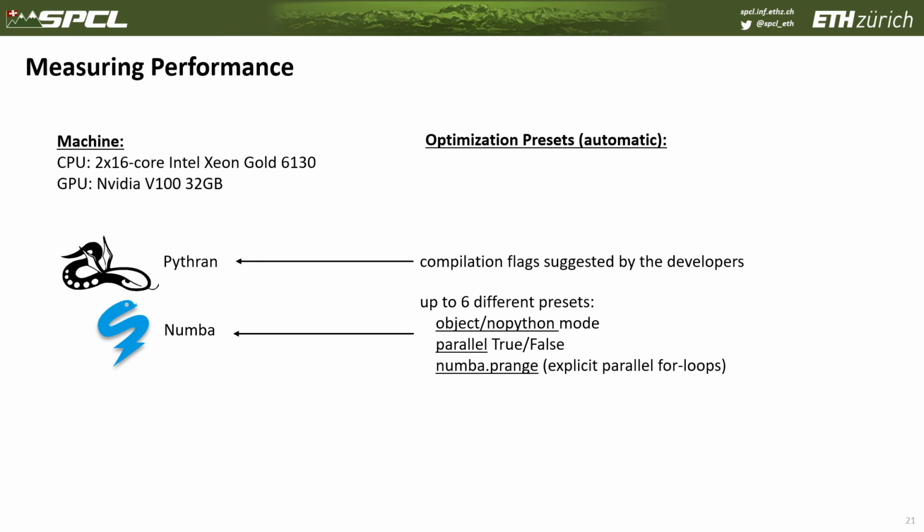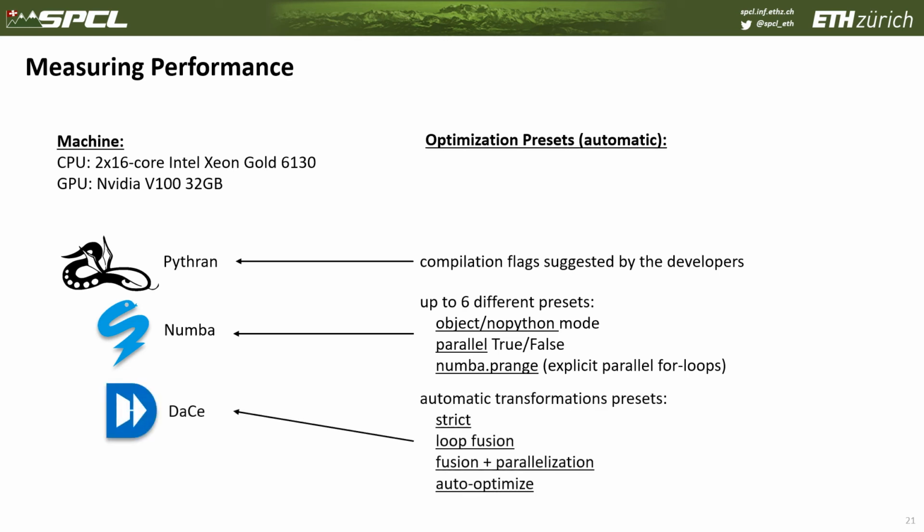So, for example, we tested with object and no Python mode, we enabled or disabled automatic parallelization, and finally, we created versions of the benchmarks where we annotated explicitly parallel for loops. For DaCe, we also created some automatic transformation presets, one preset that does what they call strict transformations, one that does loop fusion, another for fusion and loop parallelization, and finally, another one that uses heuristics to auto-optimize the code. For Pythran and DaCe, which both generate C++ code, we use GCC 10.2.